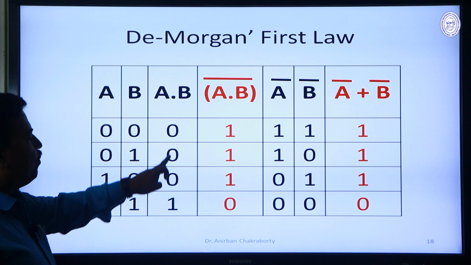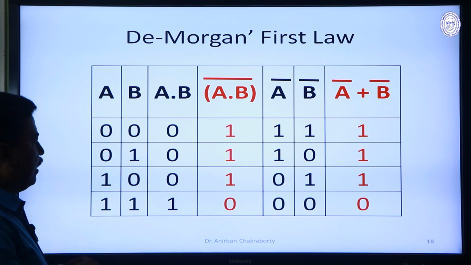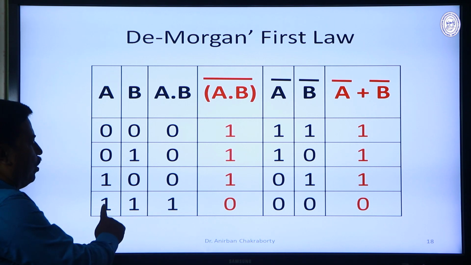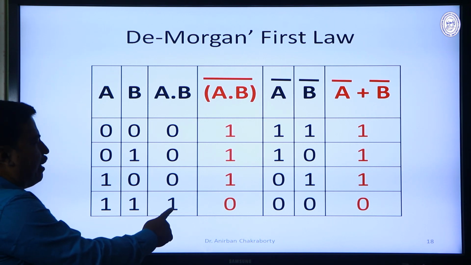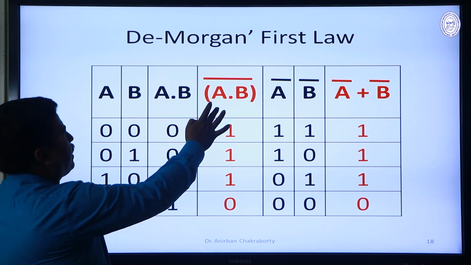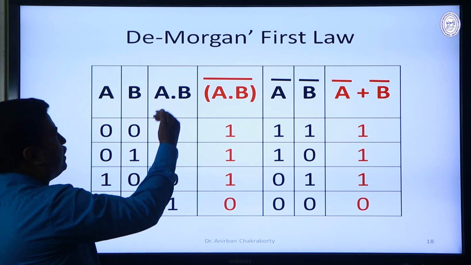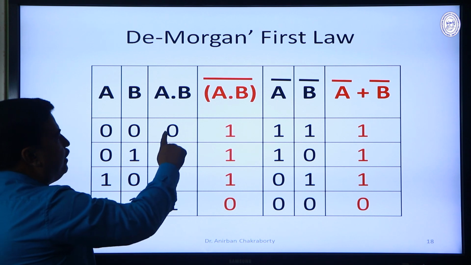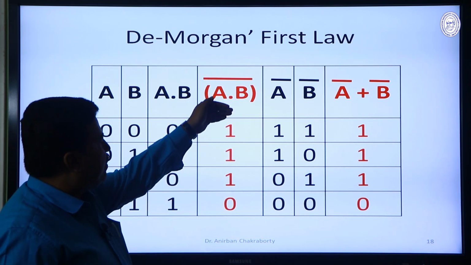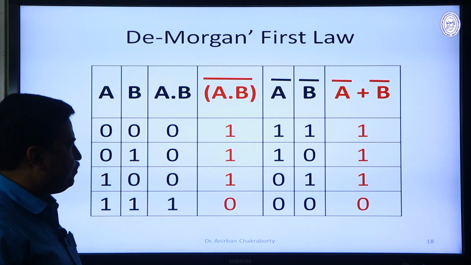So what is the value of A dot B? Applying the concept of the AND gate, it takes 1 only when all the inputs are 1. So here I have put 1, all others 0. If I make it complement, means applying one NOT gate, zeros will be 1 and 1 will be 0. So this is the left hand side of De Morgan's law.